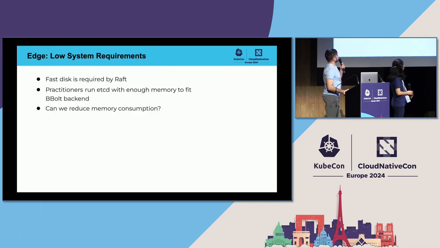So systems with low requirements. An important part that we can't change is that fast disk performance is required by Raft because we have to fsync on every write. If you don't do that, then you break Raft consistency guarantees. So we can't remove that. But most people nowadays run etcd so the backend fits in memory. So that memory mapped file is always in memory. You don't do any page eviction and so on. So then the question becomes, can we reduce the memory consumption?